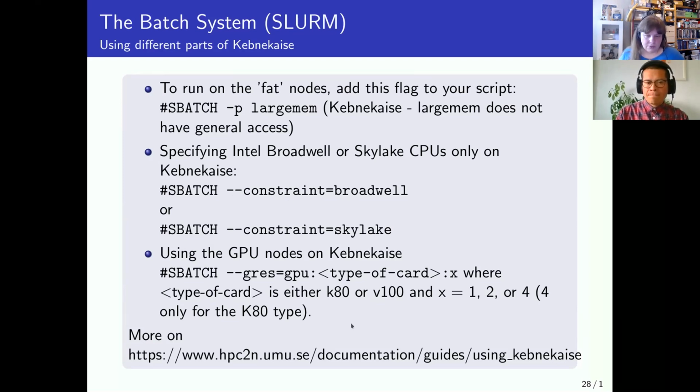And to use the GPU nodes, you would use the #SBATCH --gres=gpu: and then you put the type of the card, which is either K80 or V100, :x, where x is 1, 2, or 4 if it's K80s, or 1 or 2 if it's V100s. And there's more information here in this guide on how to use Kebnekaise. And that also explains how to do some other constraints.